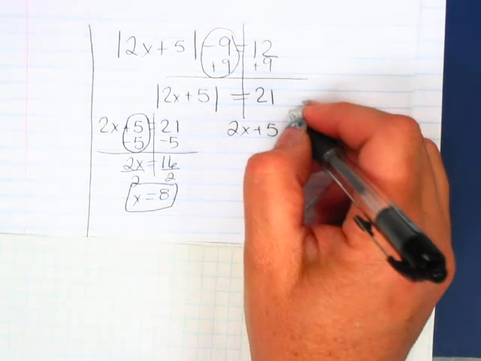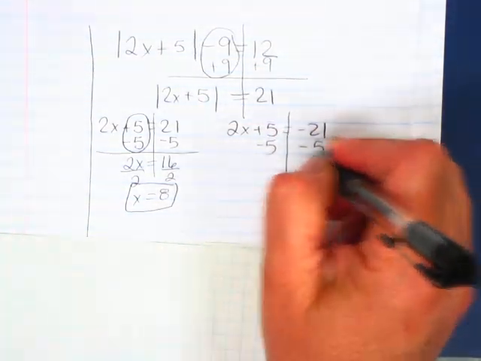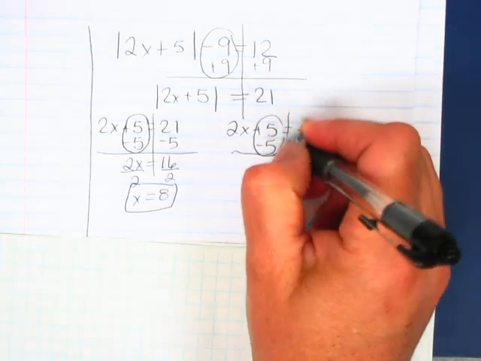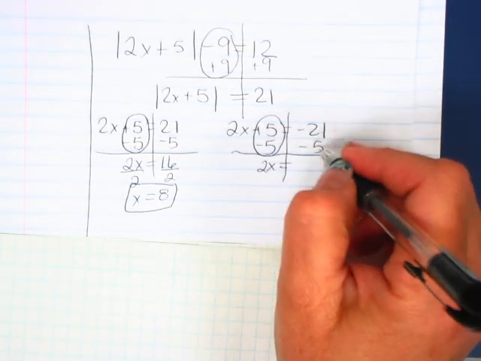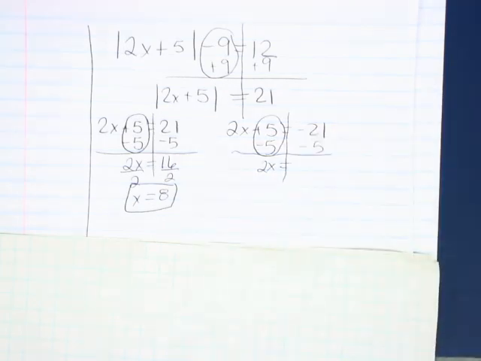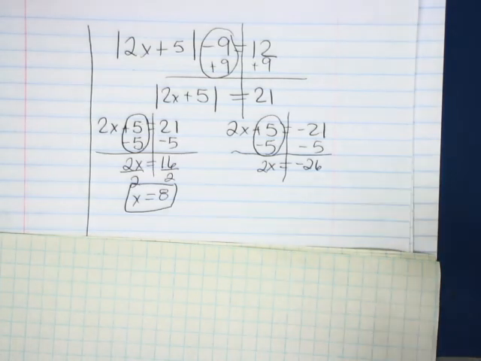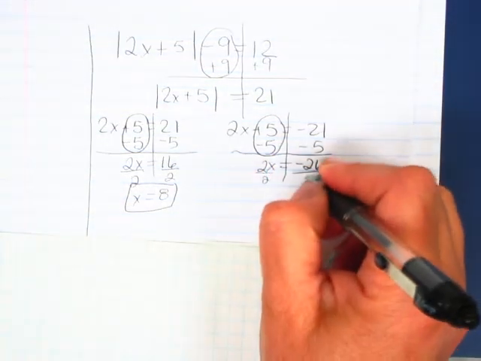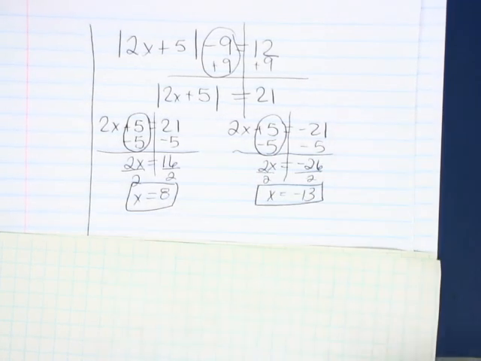Over here, solving, get the 5 off of there. So subtract the 5 from both sides. This is a 0. 2x equals negative 21 and negative 5. They're both negative. You add them together and they stay negative. Negative 26. Divide by 2. So x equals negative 13. So I think those answers are right.